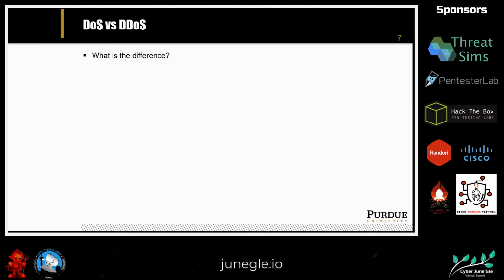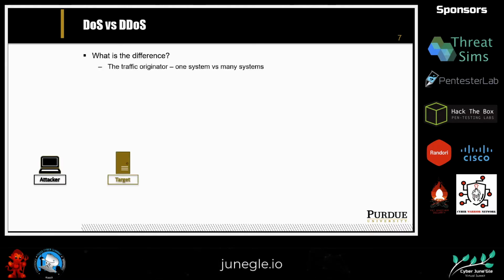Okay, so really briefly, just for semantics, what is the difference between DDoS and denial of service and just denial of service? So distributed versus not distributed. All right, when we have just denial of service, we have an attacker, and there is only one source of that traffic that is hitting the target.